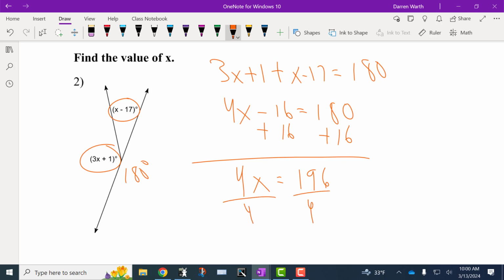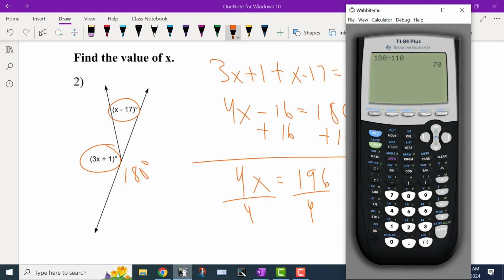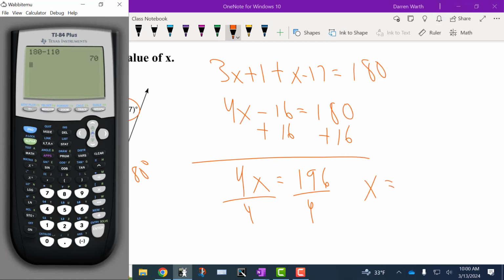So then just take your calculator and take 196 divided by 4, and you'll find the value of x. I'll just move it over to the other side so you can still see our problem. I'm going to take 196 and divide that by 4, and that's going to come out to be, it looks like, 49. So your answer is going to be x is equal to 49.